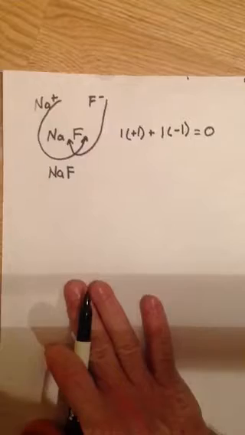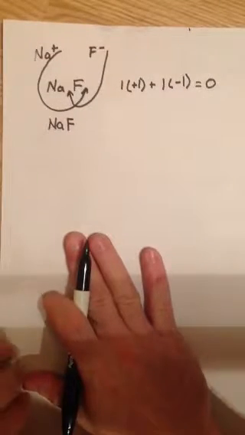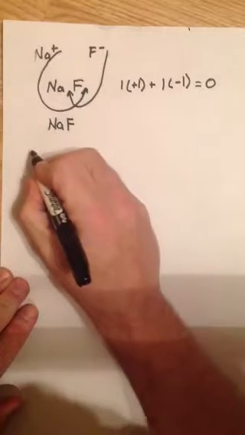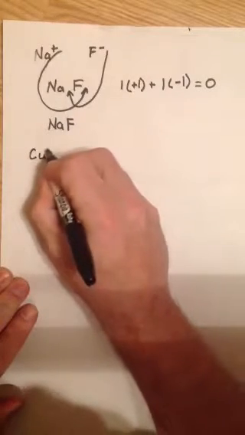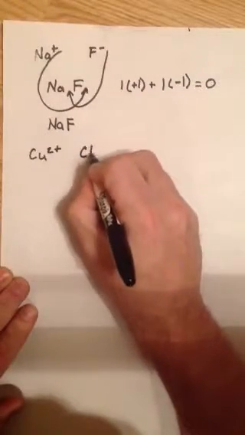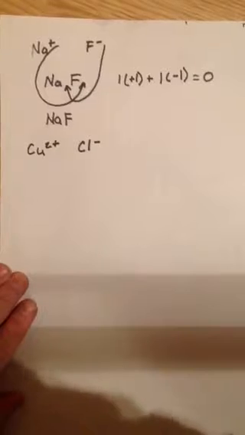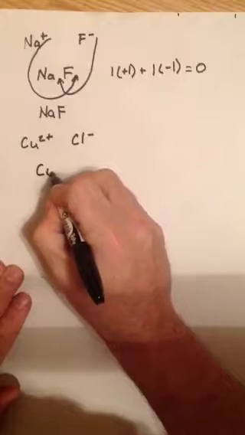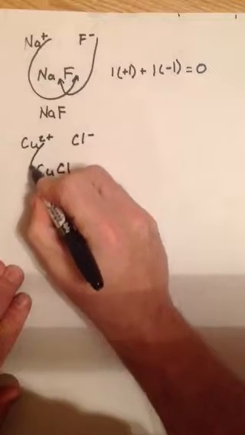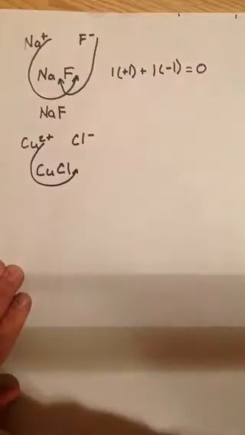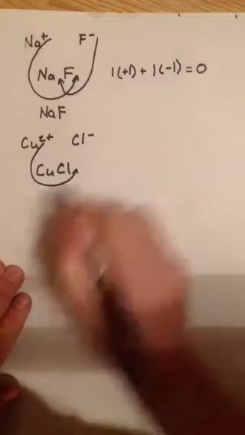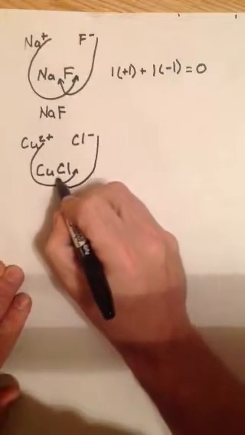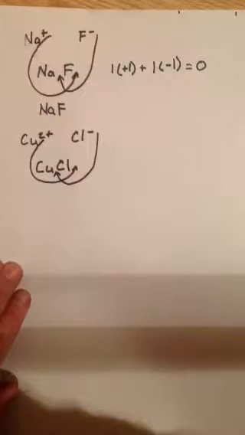Now let's say we use a little bit different set of ions. Let's use the copper 2 ion and the chloride ion. Now, using the crisscross method, I always list them cation first, second anion. The 2 for the copper becomes the subscript for the chloride. The 1 for the chloride becomes the subscript for the copper.